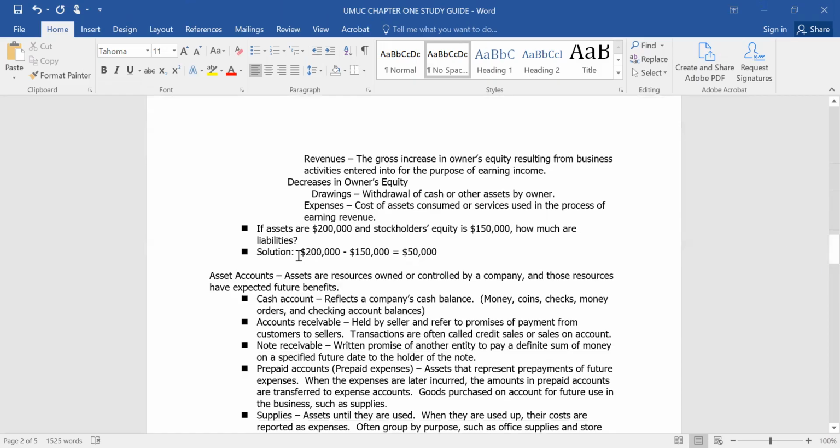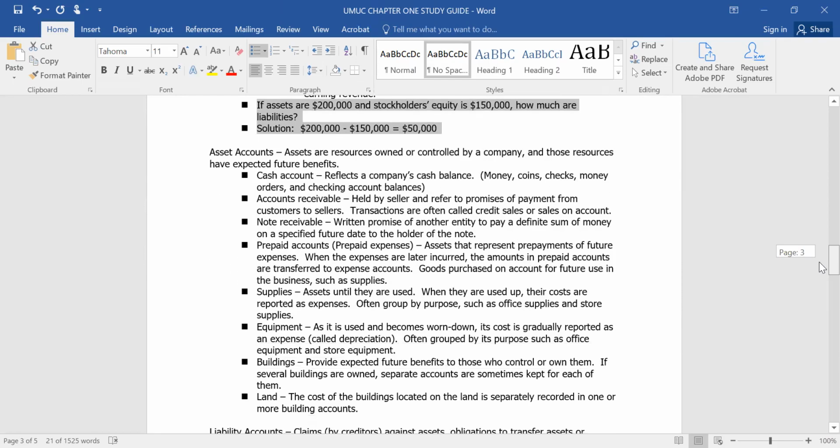And here's just a little brief problem I included just to get you thinking about how to adjust the accounting equation. But just remember, the accounting equation is assets equal liabilities plus owner's equity. We have various asset accounts. These are not all the asset accounts.